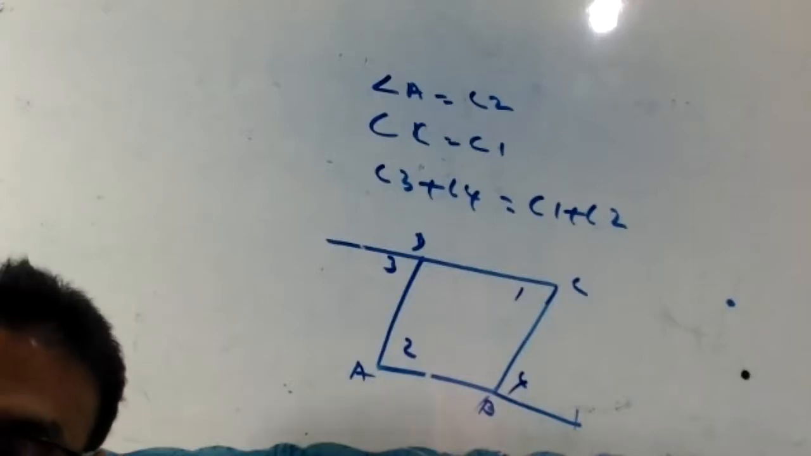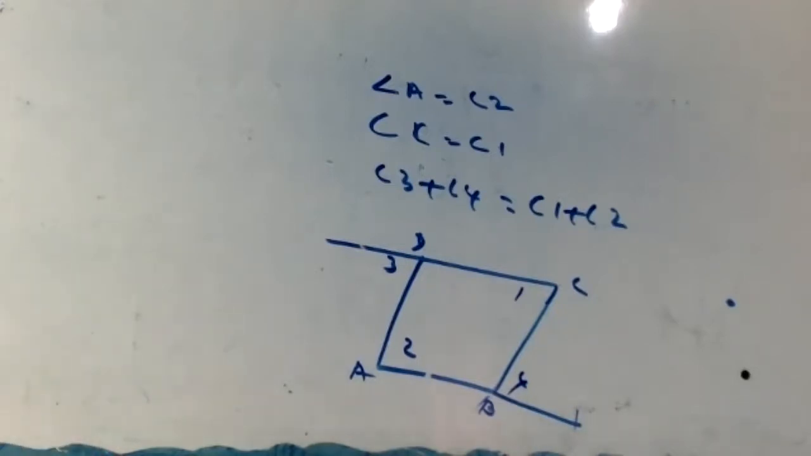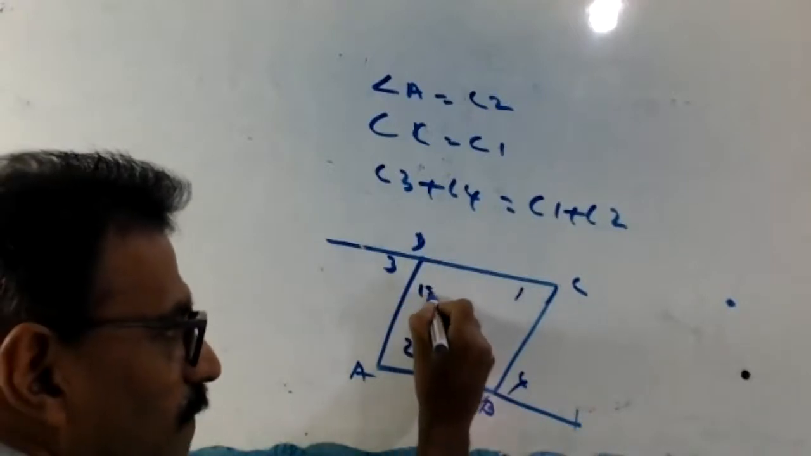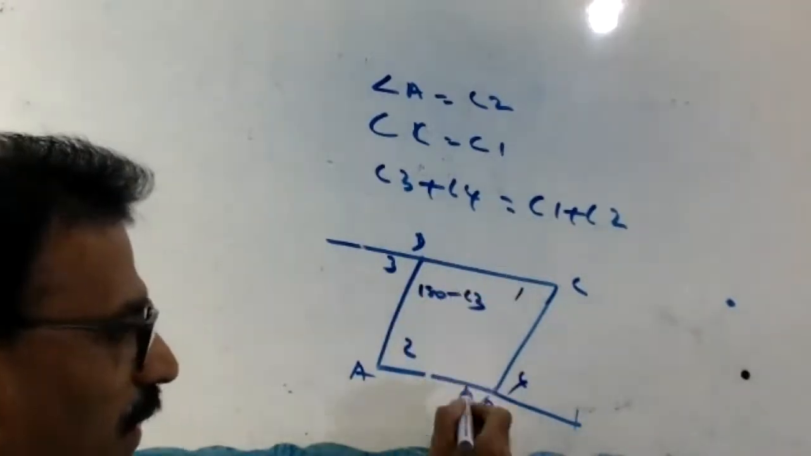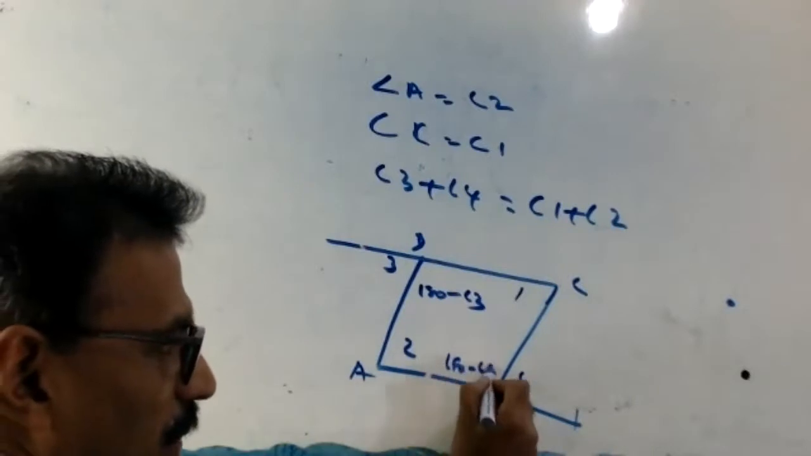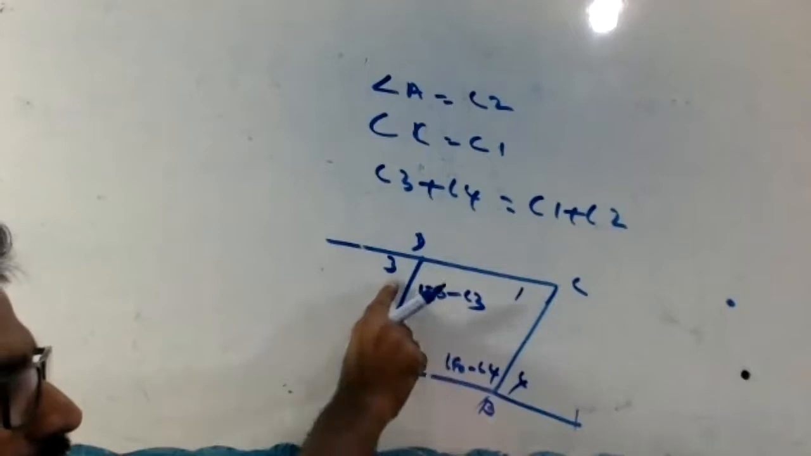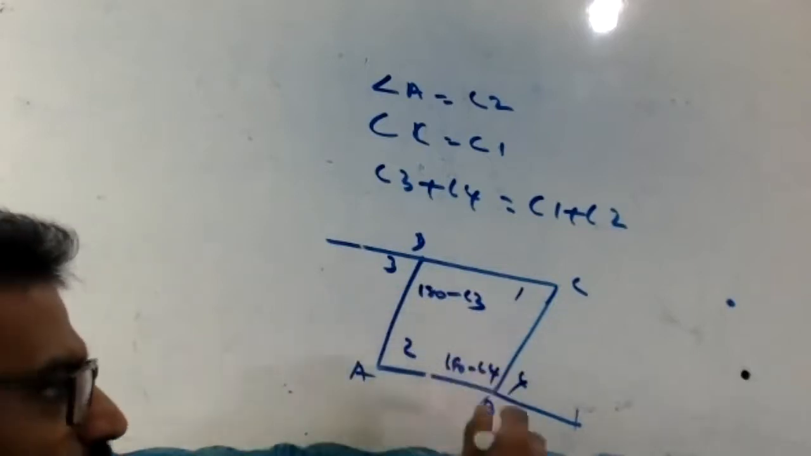Okay, look at here. I'll show now. Listen here. Look, it's simple. This angle is 180 minus angle 3. This is 180 minus angle 4, right? Correct or no? This one 180 minus angle 3. This 180 minus angle 4.